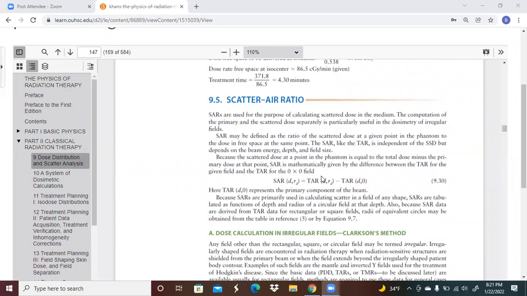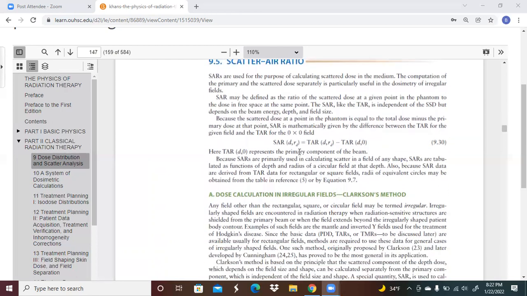As if you needed another acronym to worry about, the scatter error ratio is used for the purpose of calculating scattered dose in the medium. The computation of the primary and the scattered dose separately is particularly useful in the dosimetry of irregular fields, and we'll have some examples over this.